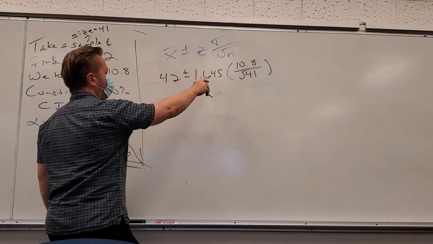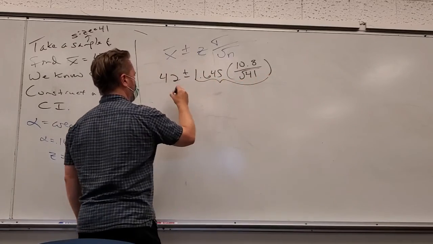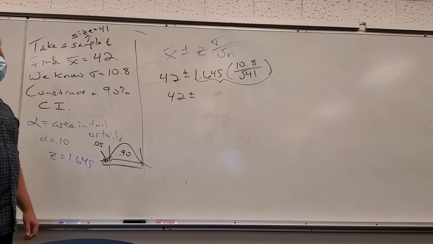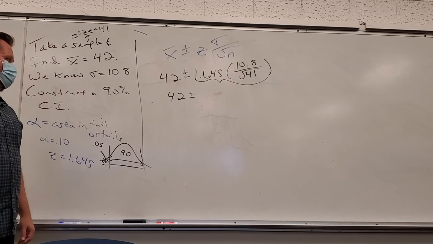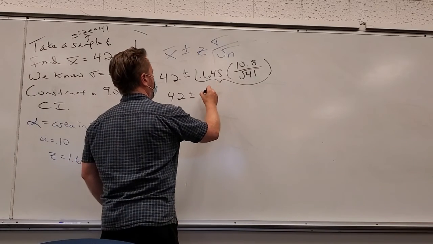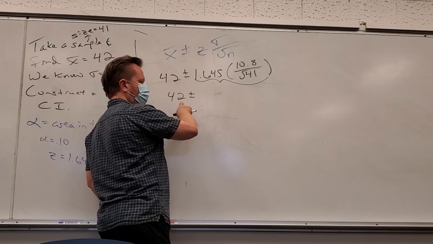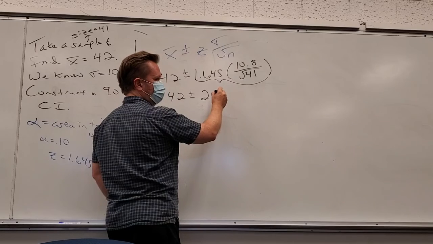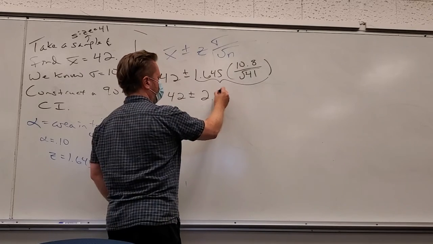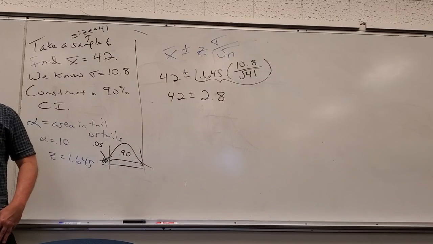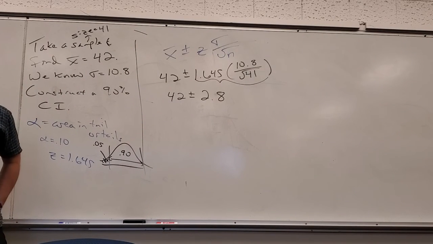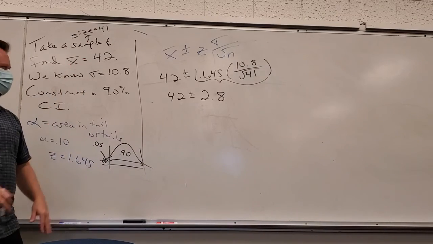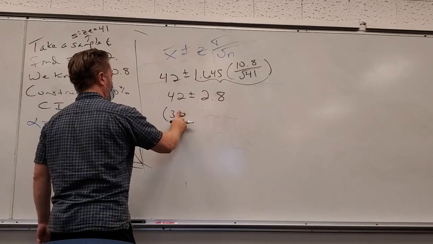All right, so I highly recommend you figure out what this piece is first. Can somebody help me out with what that is? 2.7. How many decimals do we need to round? One more than what this is. So, 2.8. So you guys got it? Anybody else, a little verification? All right, and now you just subtract 2.8 from 42 and add 2.8 to 42.